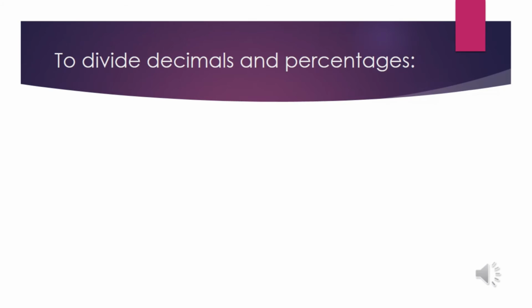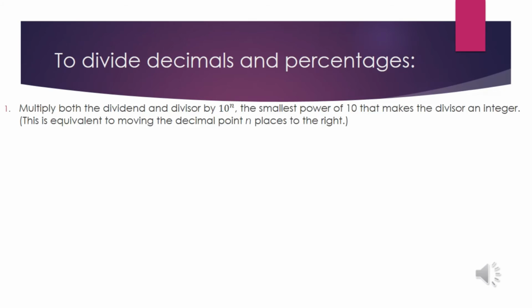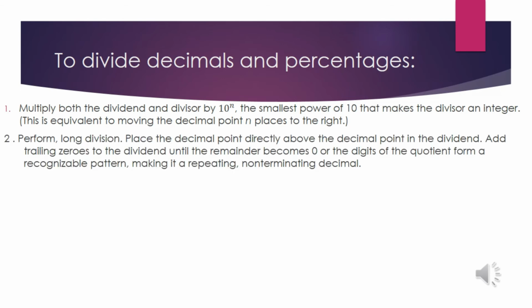To divide decimals and percentages, first multiply both the dividend and divisor by 10 to the power of n, the smallest power of 10 that makes the divisor an integer. This is equivalent to moving the decimal point n places to the right. Second, perform long division. Place the decimal point directly above the decimal point in the dividend. Add trailing zeros to the dividend until the remainder becomes 0, or the digits of the quotient form a recognizable pattern, making it a repeating non-terminating decimal.